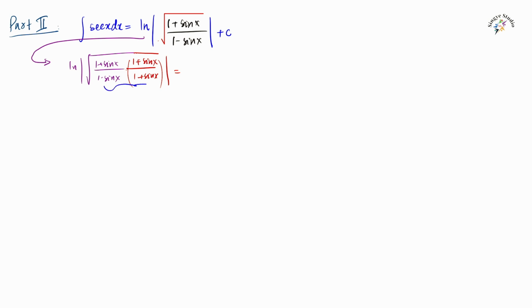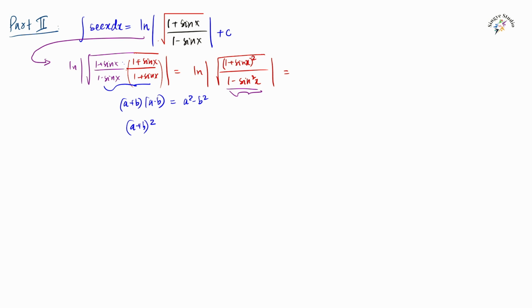But by this, in the denominator we have a plus b, a minus b format, which can be written as the difference of squares. In the numerator, we have a plus b, the whole squared. Therefore, we can write ln of the square root of (1 plus sin x) whole squared, divided by 1 minus sine square x. The square and the square root cancel, and the denominator becomes cosine square x from the Pythagorean identity. Removing the squares, we get ln of (1 plus sine x) divided by cosine x, plus c.